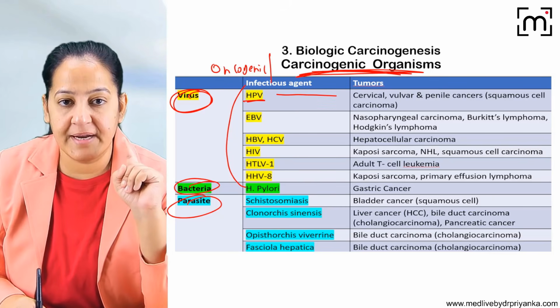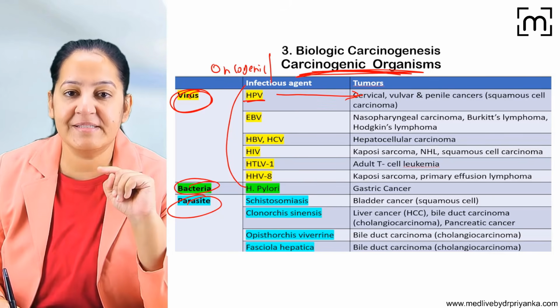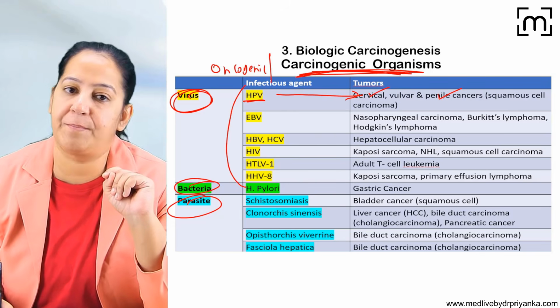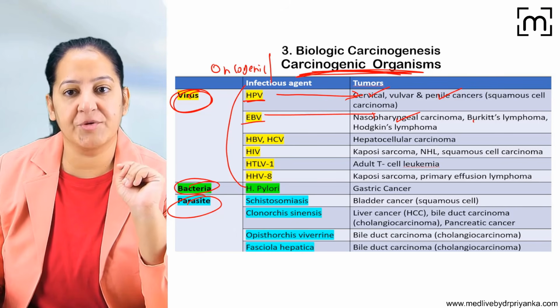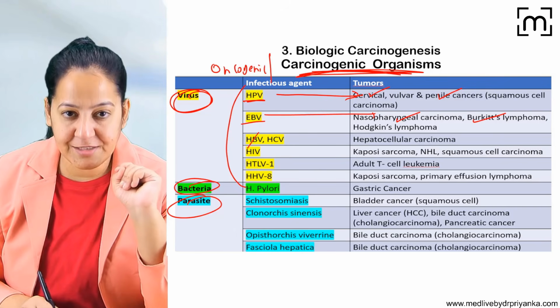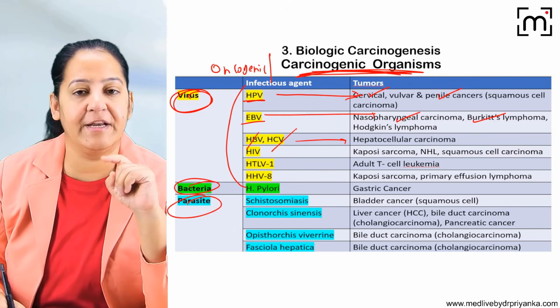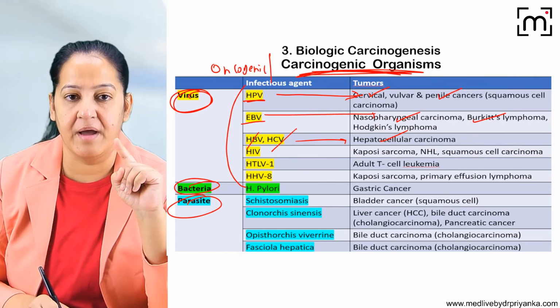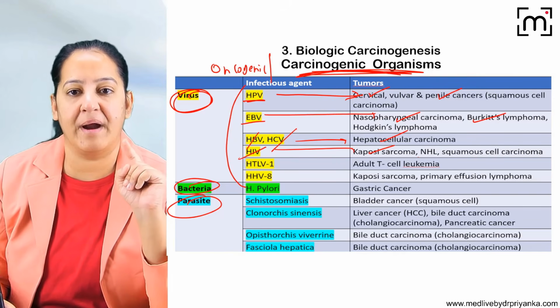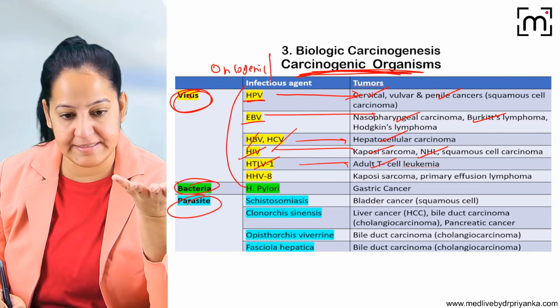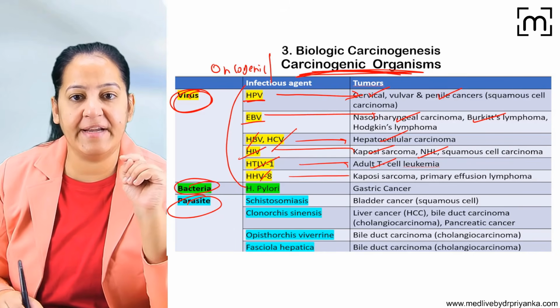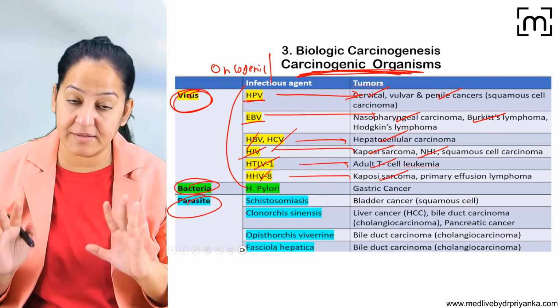Human papilloma virus leads to genital cancer. In females, it leads to cervix cancer. In males, it leads to penis cancer. Epstein-Barr virus leads to nasopharyngeal carcinoma and Burkitt lymphoma. Hepatitis B virus and hepatitis C virus lead to liver cancer, hepatocellular carcinoma. HIV leads to Kaposi sarcoma and non-Hodgkin's lymphoma. HTLV leads to human adult T-cell leukemia. And HHV8 again leads to Kaposi sarcoma. So you have to learn the names of the viruses.